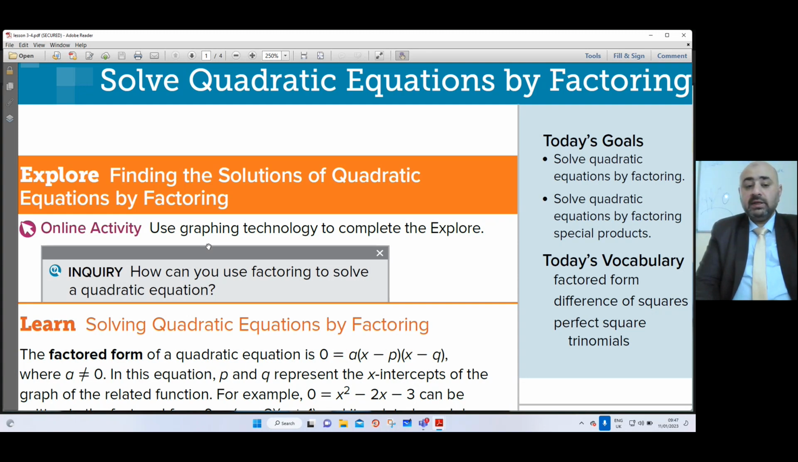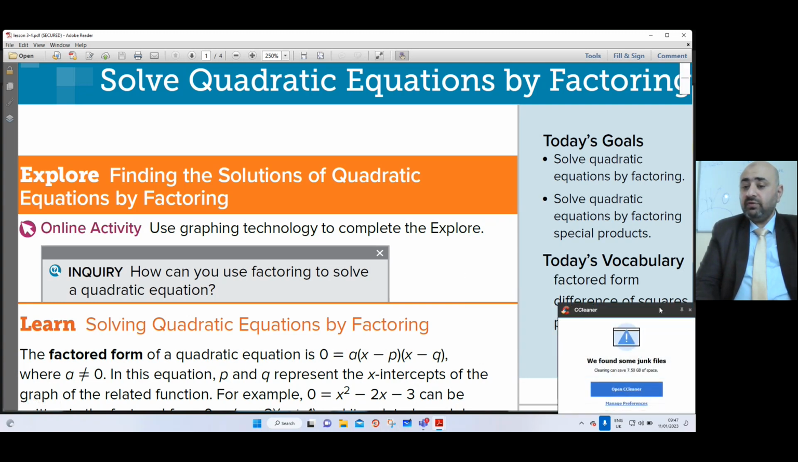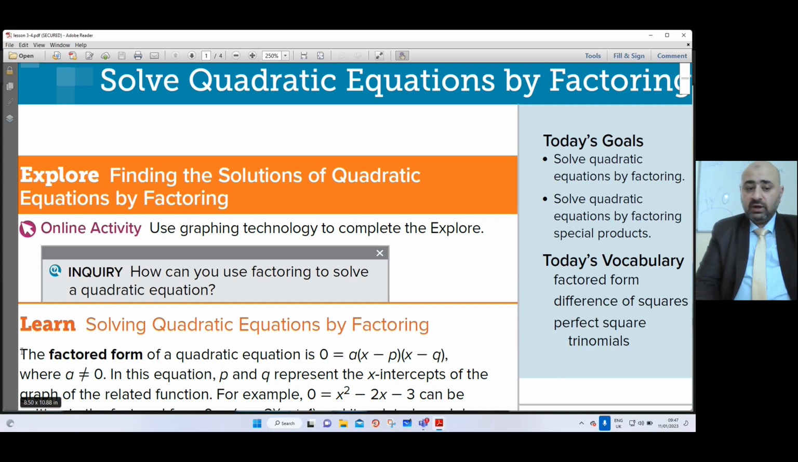The new word, the factored form. What's the meaning of the factored form? The factored form of a quadratic equation is, as you see, the product of terms equals zero. When you see a product of terms like a multiplied by parentheses x minus p, multiplied by parentheses x minus q, etc. equals zero, the name of this form is the factored form. So please, I want all of you to write the definition of the new word here.